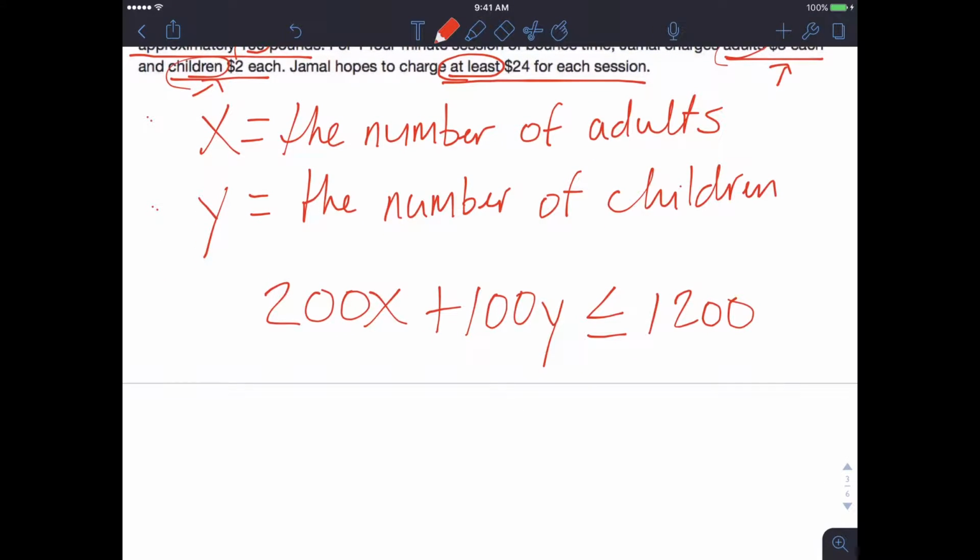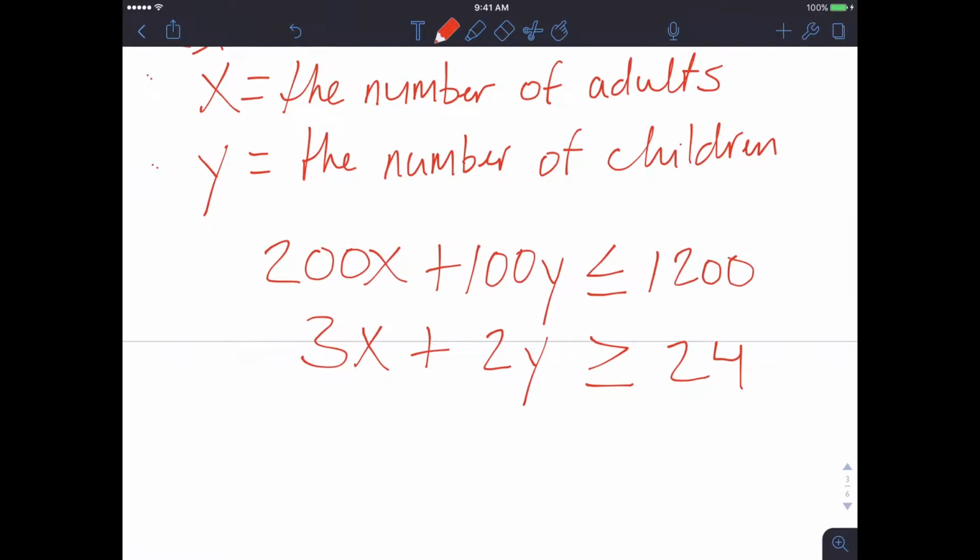Alright, now we have how much he charges. It says Jamal charges adults $3 each and children $2 each. So x is the number of adults. So $3 per adult plus $2 per child. And he hopes to make at least $24 each session. At least. So we're going to put $24 here. At least would be greater than or equal to.